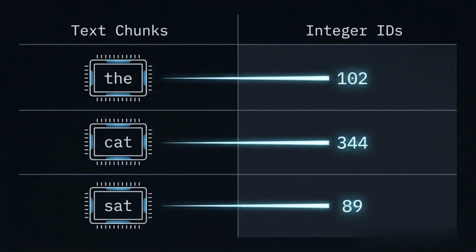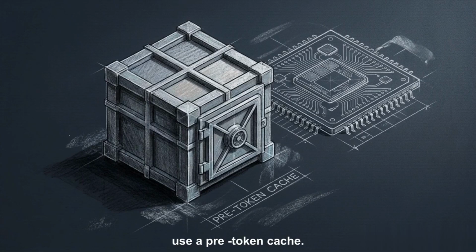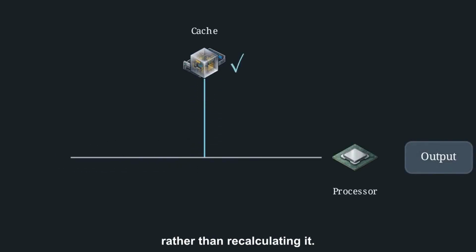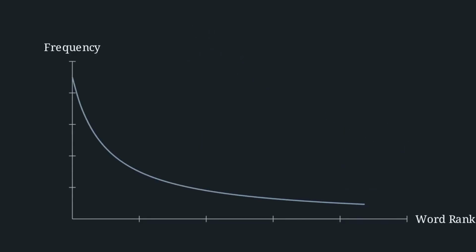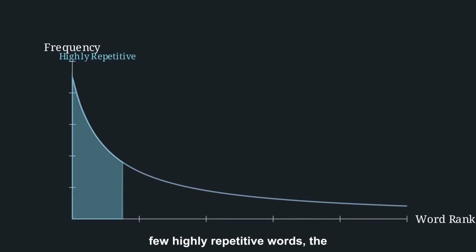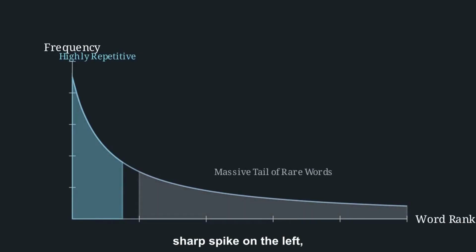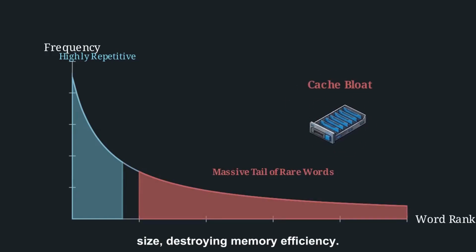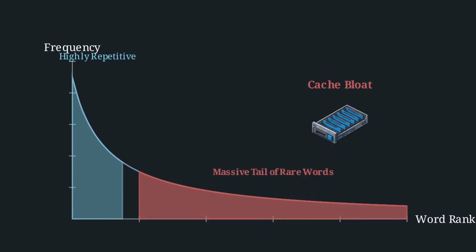Once the text is chunked, we hit the final encoding step, where text chunks are mapped to their integer IDs. To save compute cycles, tokenizers use a pre-token cache. If a word has been seen before, the system retrieves the encoded ID from memory rather than recalculating it. This chart illustrates Zipf's law. Human language consists of a few highly repetitive words, the sharp spike on the left, and a massive, endless tail of rare words. Standard caching fails because rare words infinitely inflate the cache size, destroying memory efficiency.